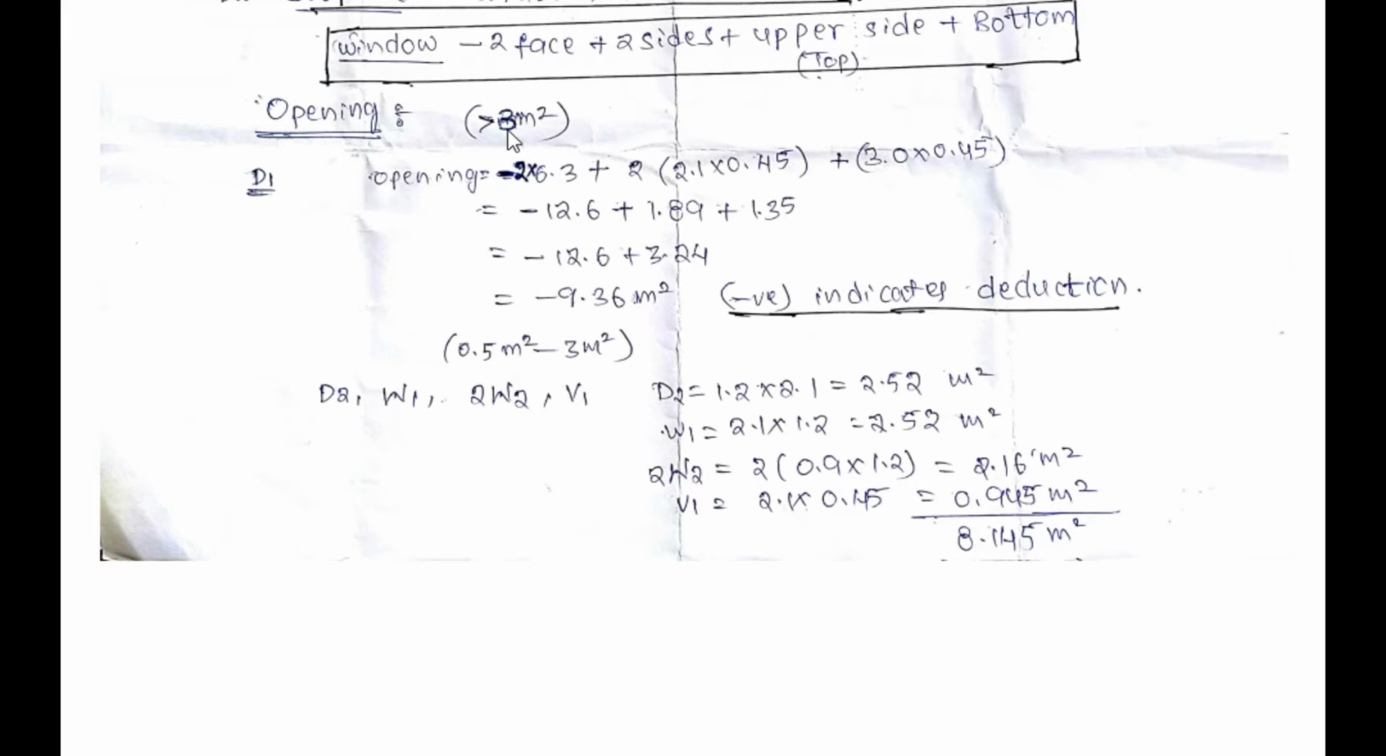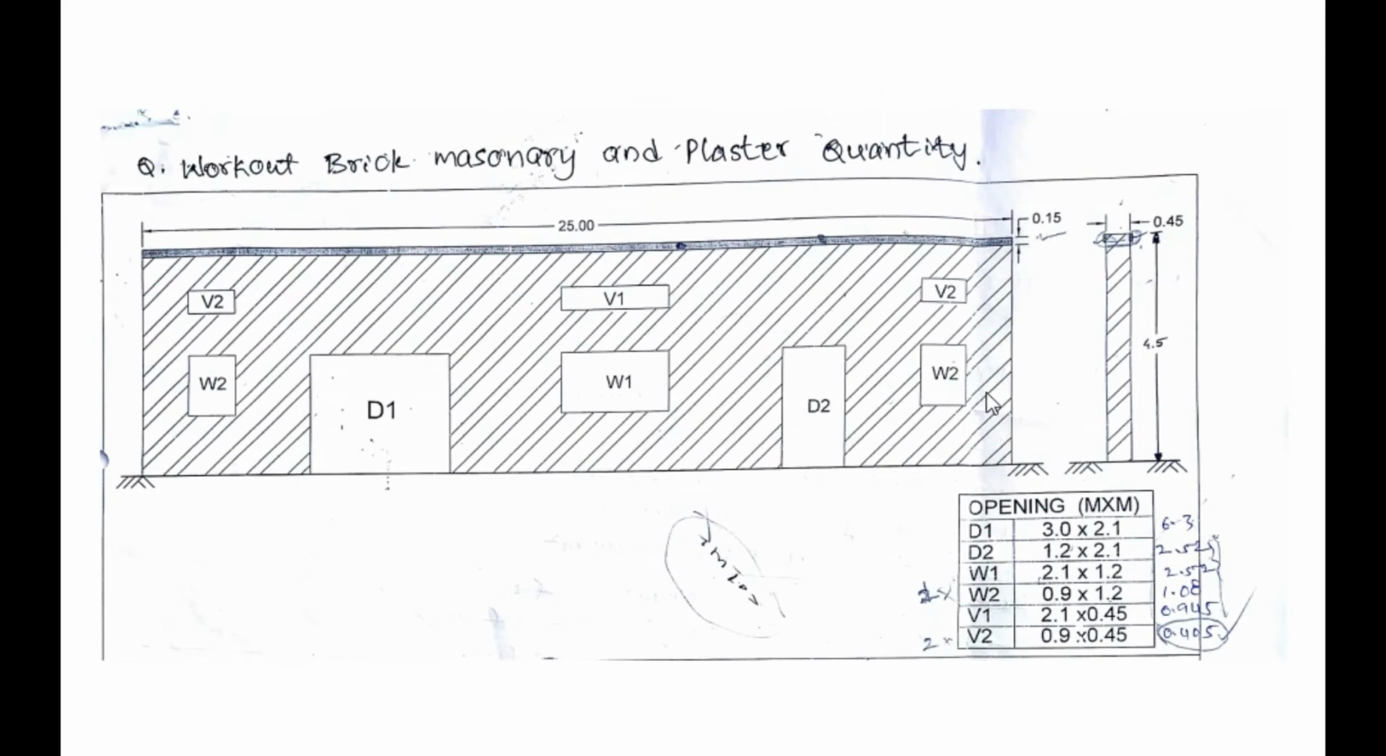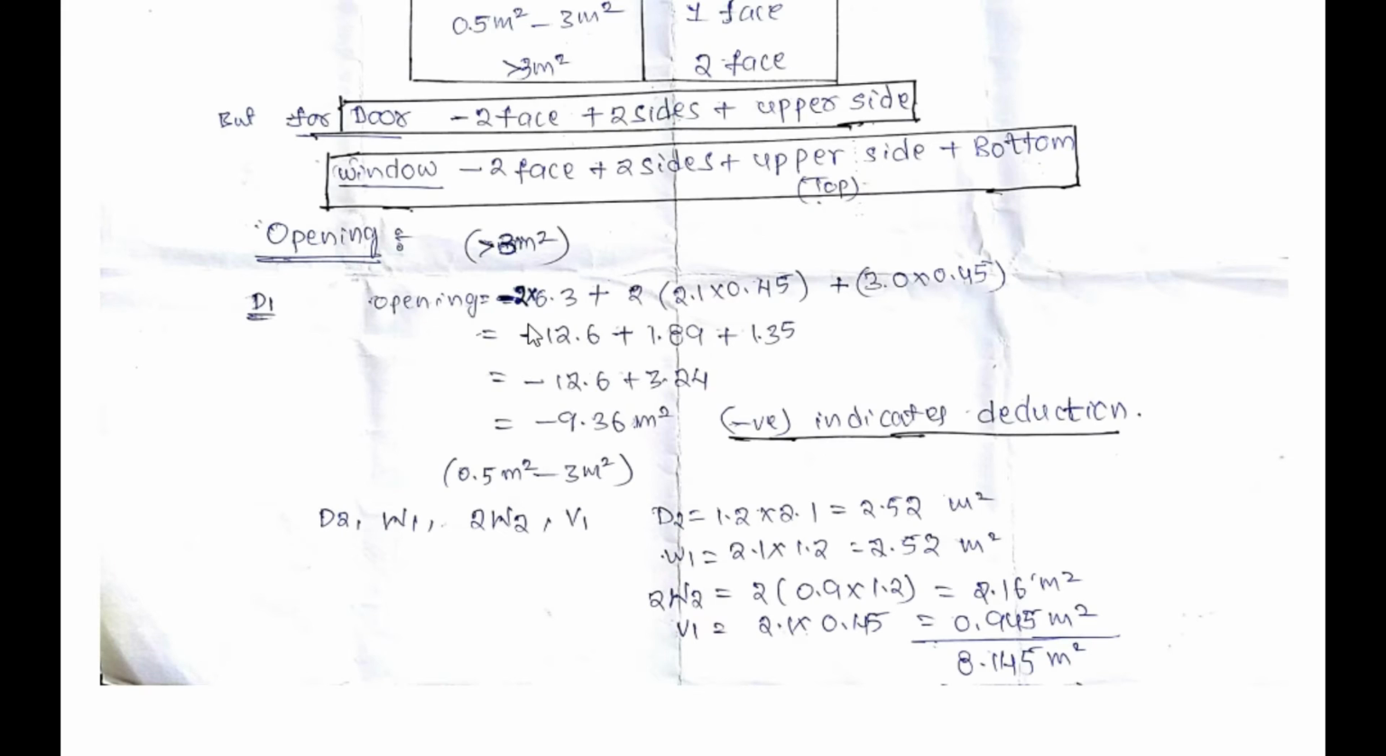First of all, I am calculating for the area which is greater than 3 meter square. We have only one door like that, you can see here 6.3, which is greater than 3 meter square. So we have to deduct it, and because it is a door, we have to add two sides plus top side. That's what I did here.